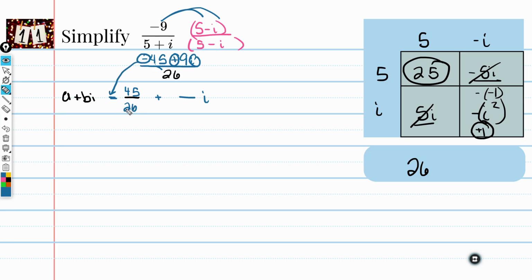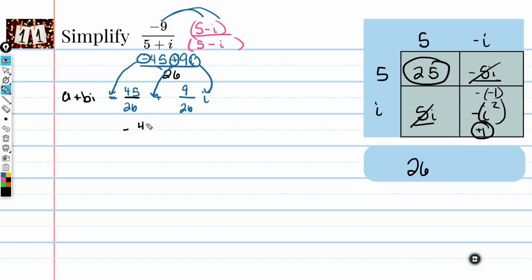And again, that sign went here. Our second fraction is 9 over 26. And this sign went here. And the I went here. So when we look at 45/26, there is nothing that can divide into both pieces. And so that's as simple as it can get.